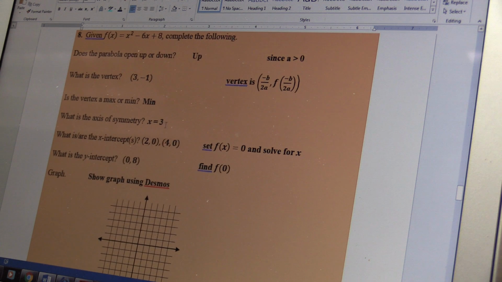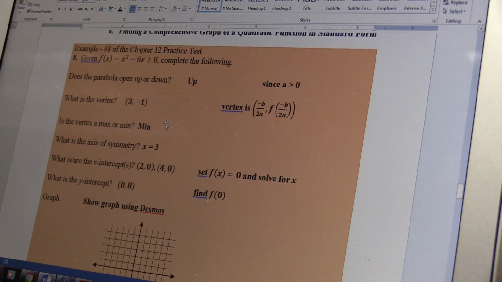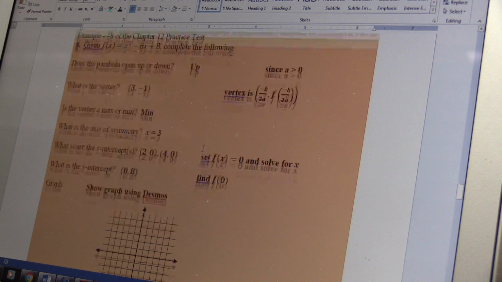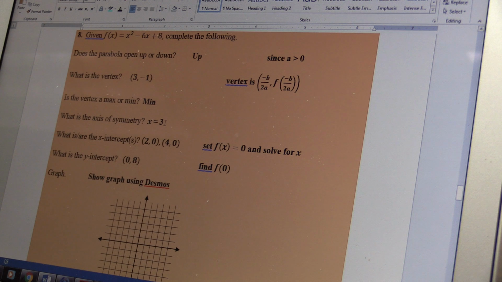What is the axis of symmetry? What we're doing is finding a comprehensive graph. We're finding all these important things so we can graph it really accurately. An axis of symmetry is basically just a vertical line, because if you think of the parabola, it's a vertical line that goes right through the vertex, because everything else will be mirror images on each side. It's always just going to be x equals negative b over 2a, which is always x equals the x-coordinate of your vertex.